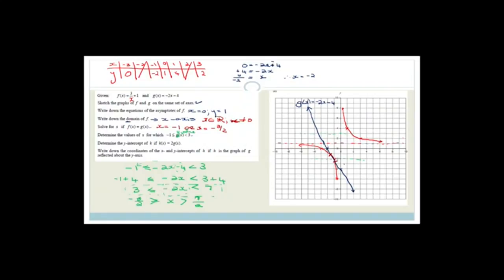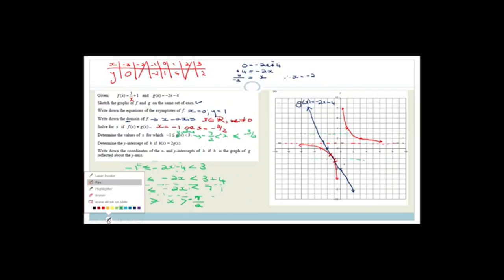So therefore, the correct answer for this would be that x is smaller than or equal to minus 3 over 2. That's a minus. And greater than minus 7 over 2. That's a minus. You mustn't forget to leave a minus underneath there. Okay, do you understand that?